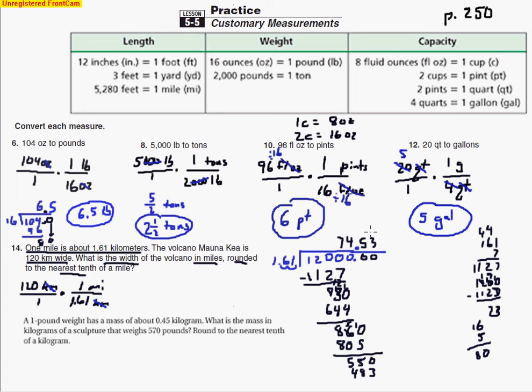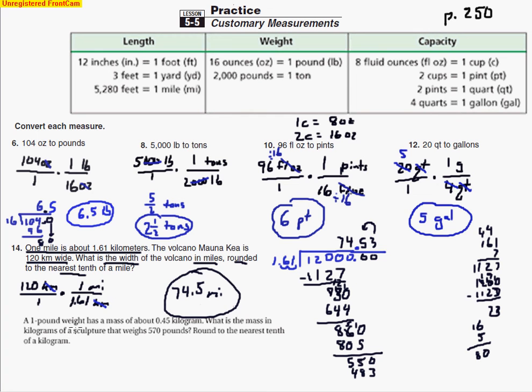Now, I don't have to go any further, even though it's going to go further, because the 3 is not big enough to round this up. So my answer, rounded to the nearest tenth of a mile, is going to end up being 74.5. So I end up having to round down. 74.5 is smaller than 74.53. Well, let's take a look at the next one.